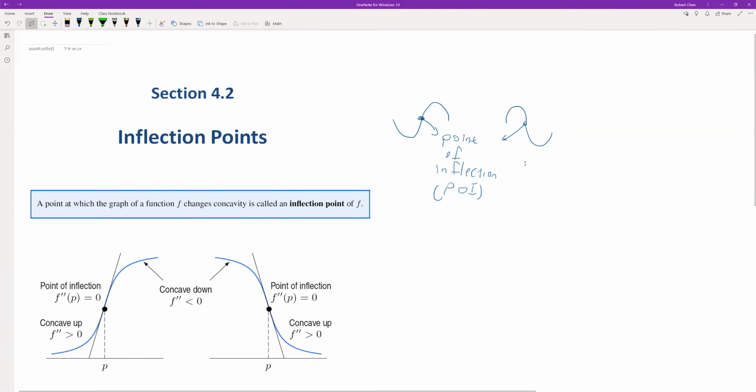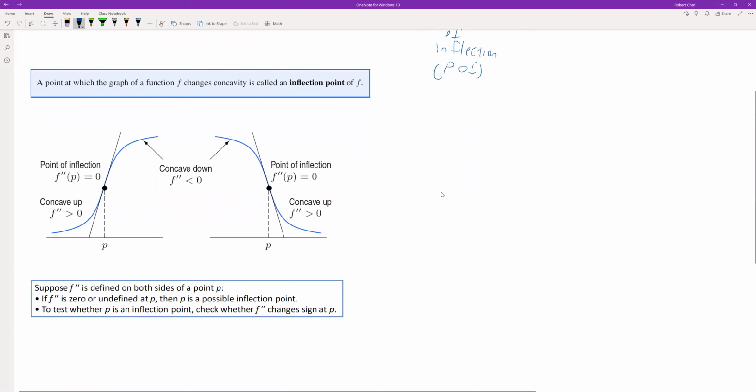And to determine the point of inflection is very easy. We just need to find where f double prime changes sign. If f double prime changes from positive to negative or negative to positive, then we have a point of inflection. Very easy, right?